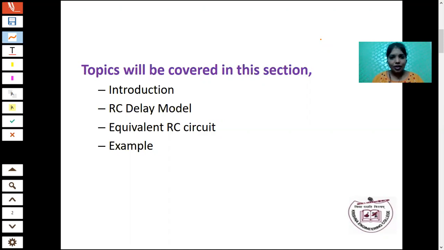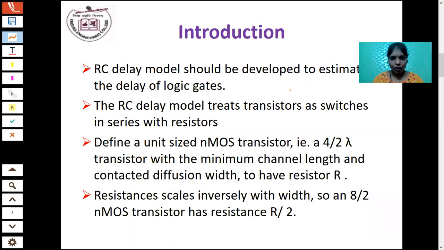So what is the meaning of propagation delay? The propagation delay is defined as the time taken by the input to propagate to the output. That is nothing but the propagation delay. Generally the delay is measured by means of different methods. In unit 2, you are going to see different methods to measure the delays. In today's class, we are going to see about the RC delay model.